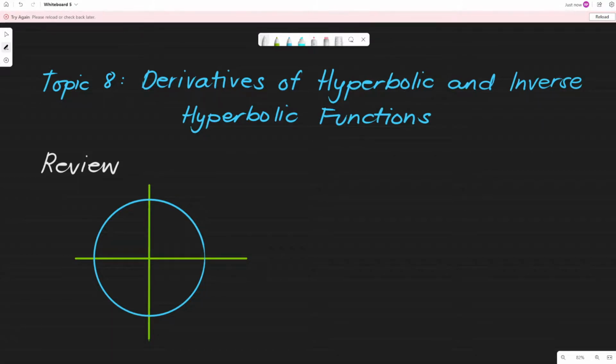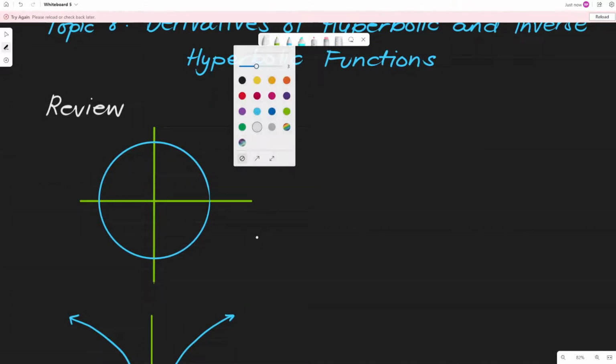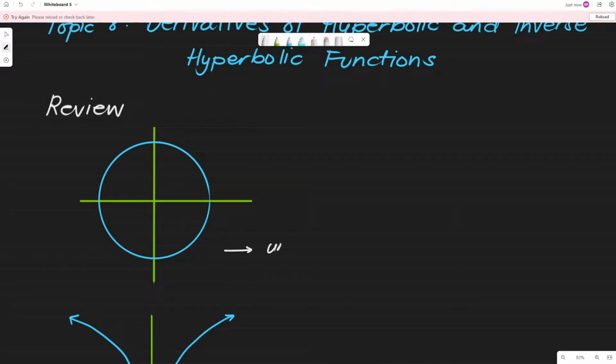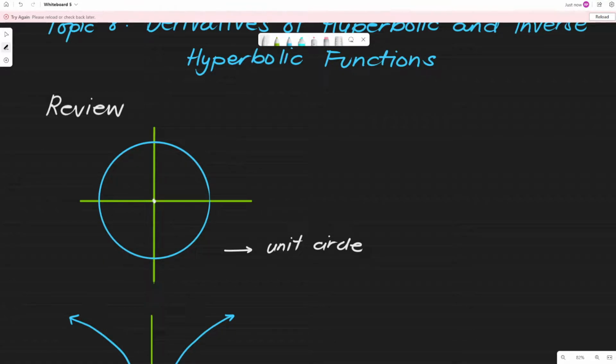So, a little review, or maybe additional knowledge for those who are not familiar with hyperbolic and inverse hyperbolic functions. Let's go to this illustration here. If you notice, this is what we call our unit circle. When we say unit circle, that is a circle with radius equal to 1. So if we are going to plot from the center of the circle going to any point on the circle.